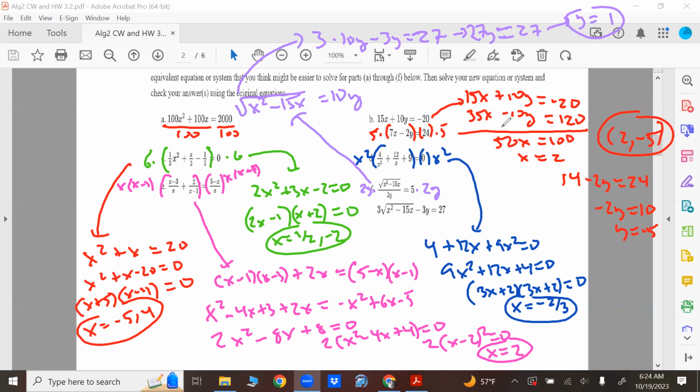And going back to part A again, if I plug in 4 and negative 5 for x into the original, it should work itself out if you were to do that. Yeah, excuse me, it does.